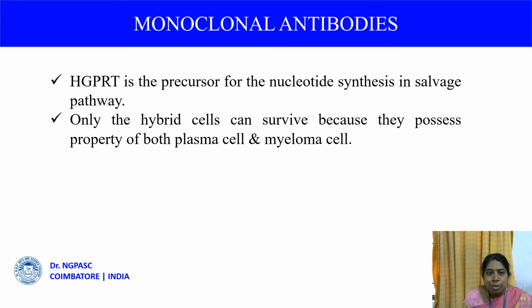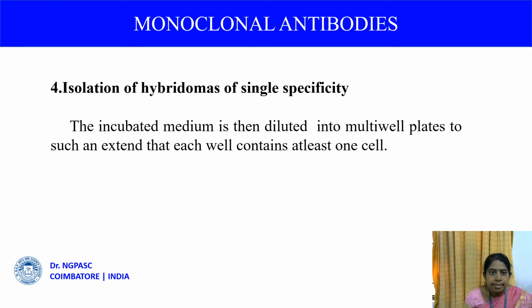The salvage pathway is the alternate pathway for nucleotide synthesis. So only the hybrid cells can survive, because they possess the properties of both the plasma cell and the myeloma cell. Next is the isolation of hybridomas of single specificity. The incubated medium is then diluted into multiple plates to such an extent that each well will contain at least one cell.